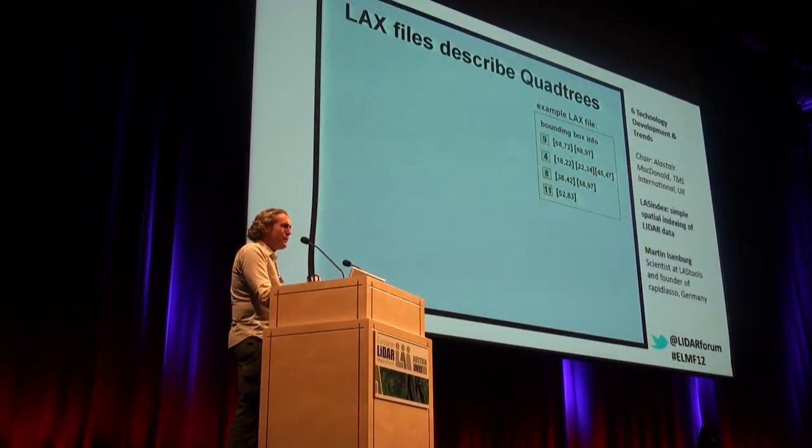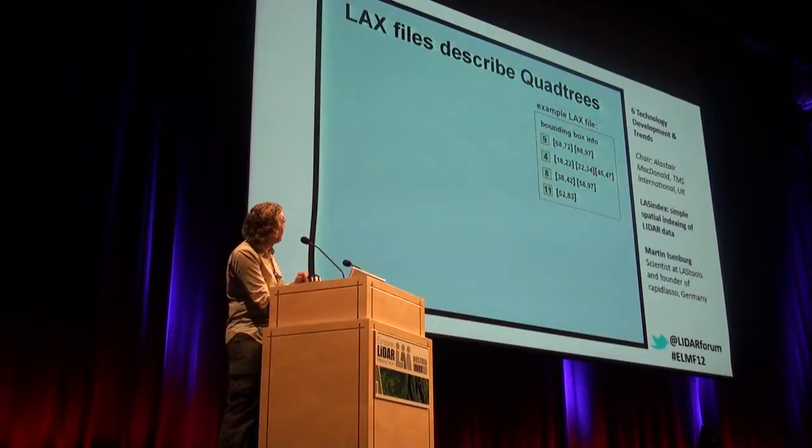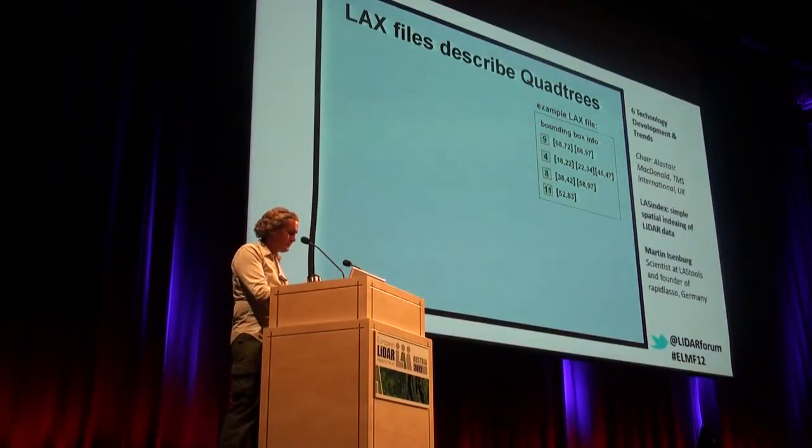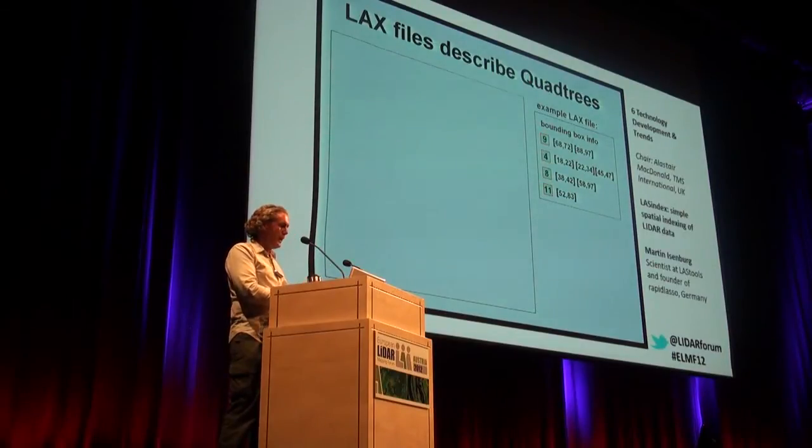So what this LAX file really is, it's nothing else but the description of a quad tree. So on the left, you see an example LAX file. That's really what's in that file. It's information about the bounding box. Okay, bounding box. And now, this is a very small LAX file. We have 9, that is the index of the cell.